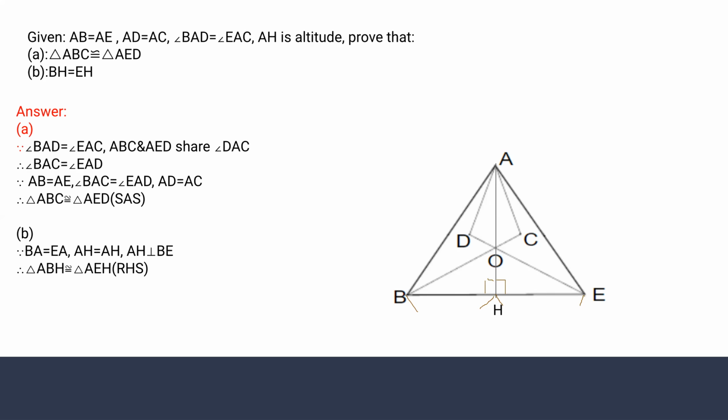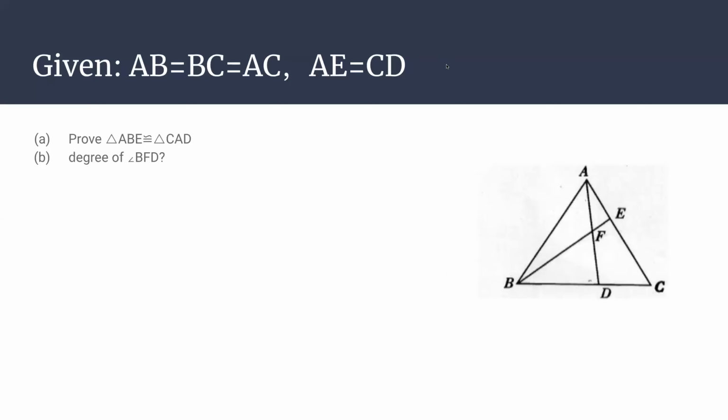So from these two congruent triangles, BH equals HE. Okay, next slide, please. Can somebody do this?